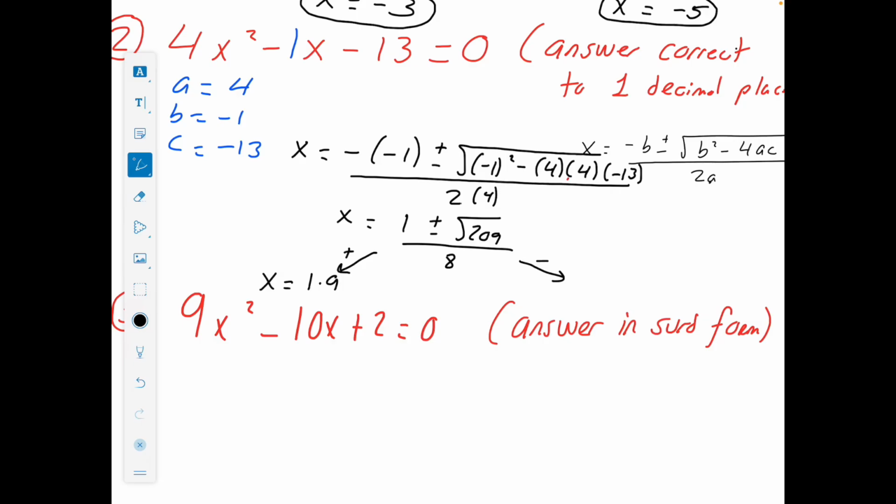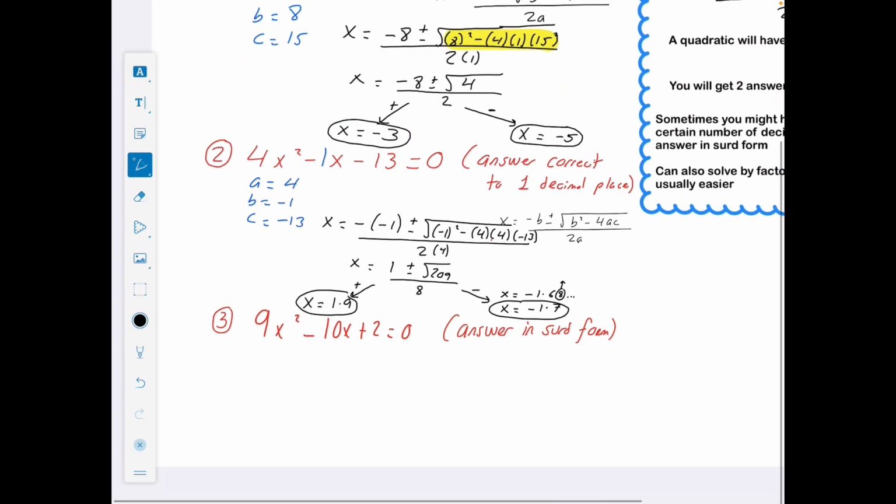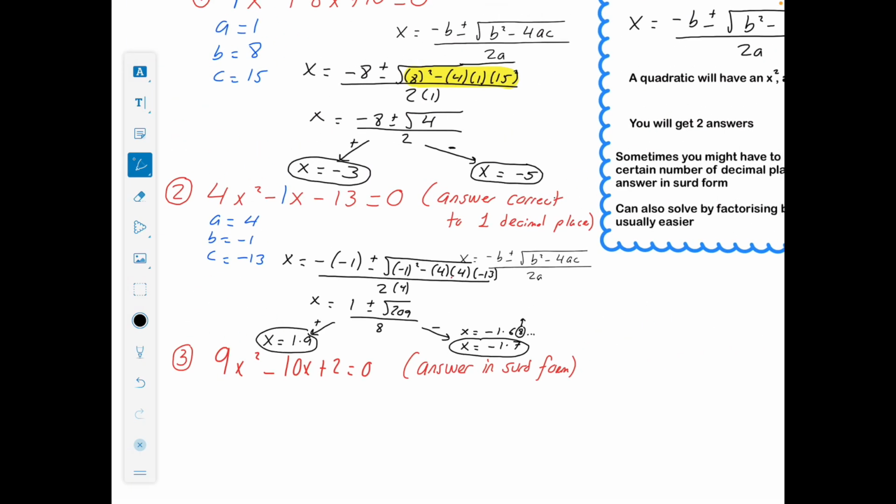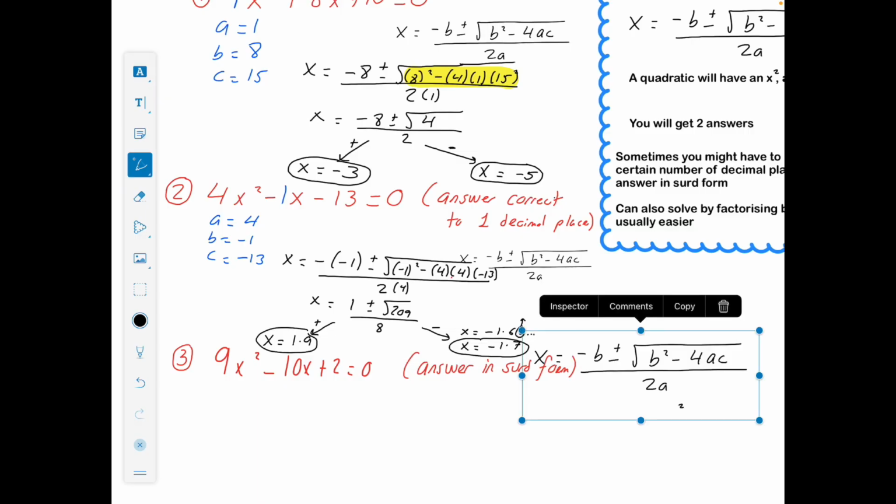Okay, then the other side we're going to go up and change that plus to a minus. And press the SD button to change it to a decimal. I get x is equal to minus 1.68. Now, be careful, we want it to one decimal place, so that's x is equal to minus 1.7. Okay, because the number after the 6 is bigger than 5, so we're going to round up. Okay, two answers, x is equal to 1.9 and x is equal to minus 1.7.